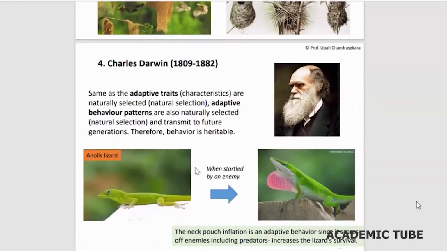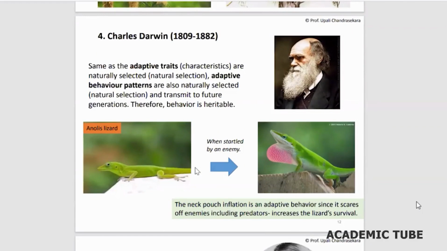Then comes another important person, Charles Darwin. You are very well aware of Charles Darwin. Now, he is the father of the theory of natural selection. If you remember what Charles Darwin said, the beneficial body characteristics, the traits, are selected by nature. That is what you call natural selection, and then they are passed to the next generation. So now Darwin says, not only that, good behaviors are also selected by nature.